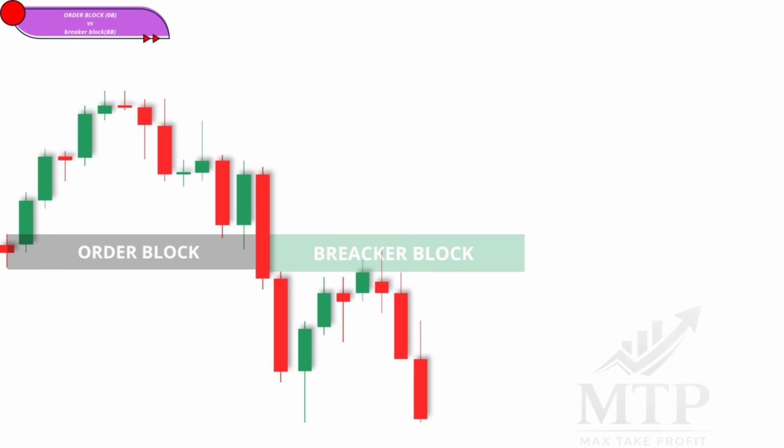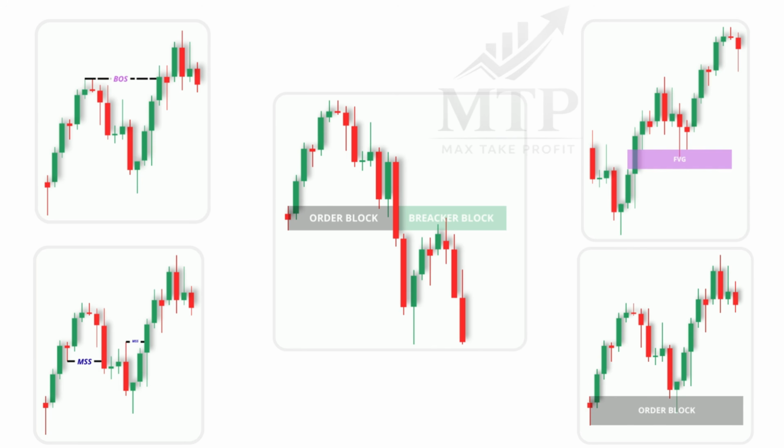Never confuse them again. And there it is. BOS, MSS, FVG, order block, breaker block. 5 tools, 1 single philosophy. Never anticipate. Wait for confirmation. The market gives you everything you need right on the chart. No indicators, no magic formulas, just price.